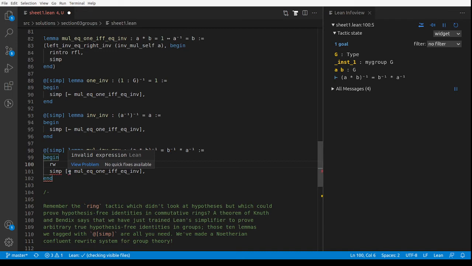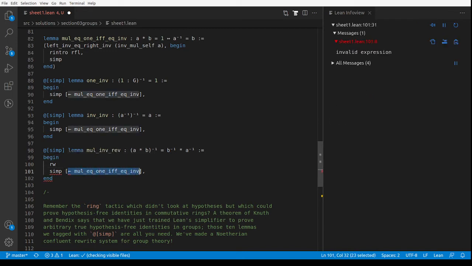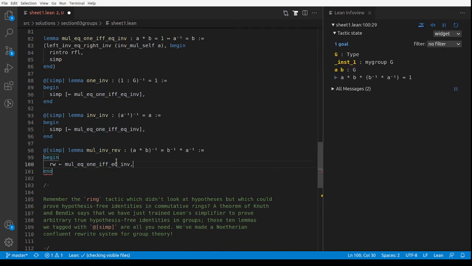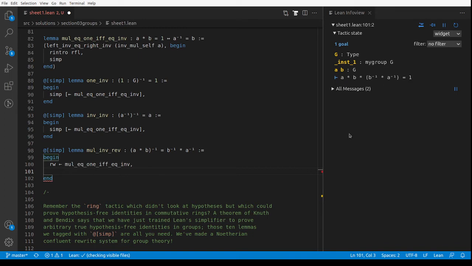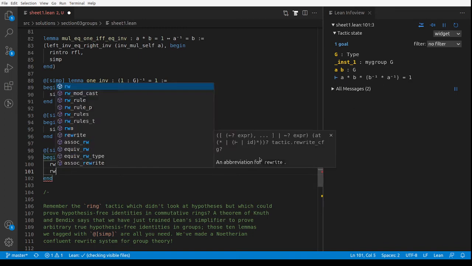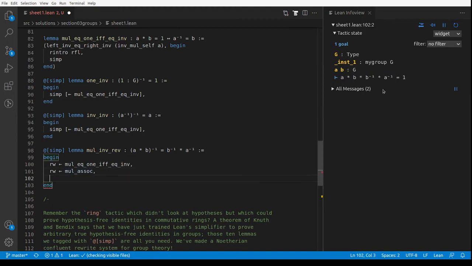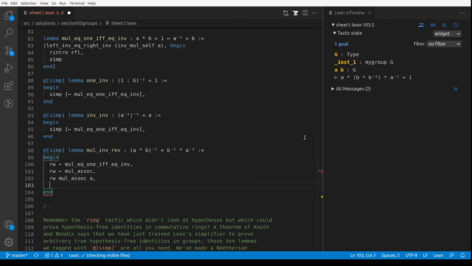Let me do at least one of these by hand. Let's rewrite this. There. And now what have I got to prove? I've got to prove that A times B inverse times A inverse is 1. So I can rewrite mul assoc backwards, I suppose. And now, where are the brackets now? Yeah, so this is kind of horrible, in fact. Rewrite mul assoc. Yeah, I don't want to do that. I want to rewrite. If I put A here, there we go, and then we can rewrite B times B.